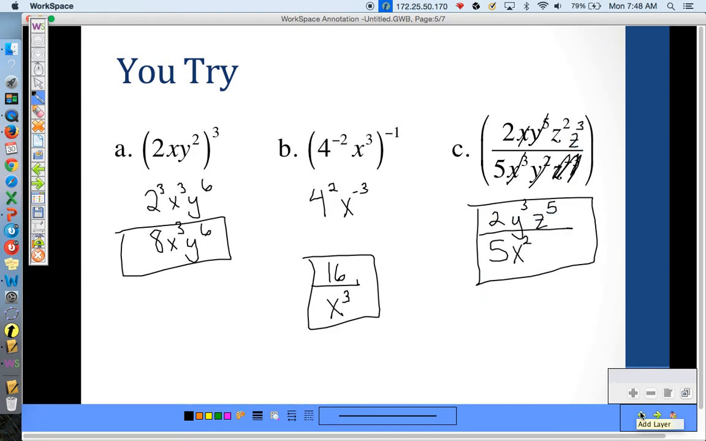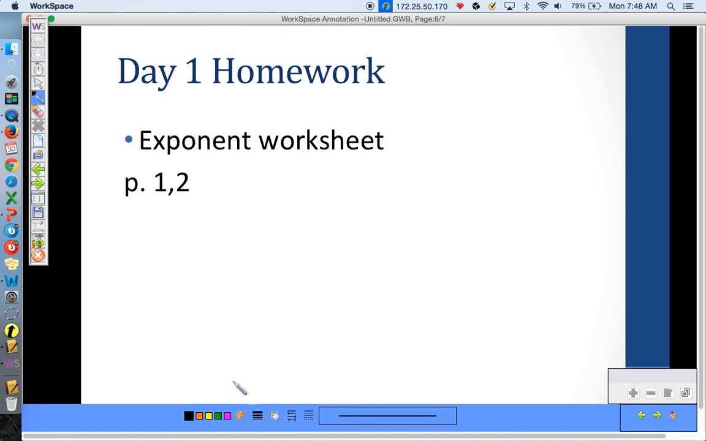So your worksheet is the Exponent Day 1 worksheet.